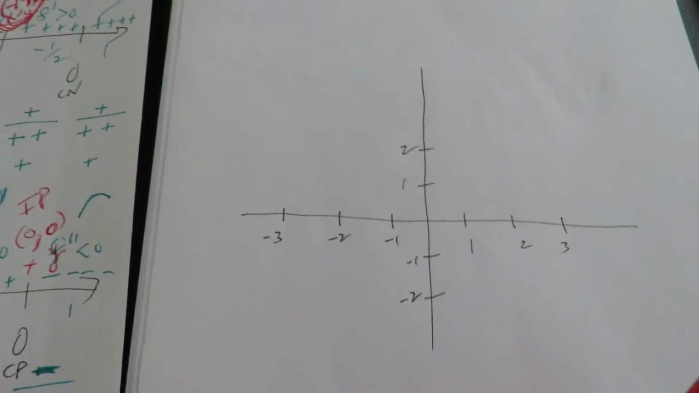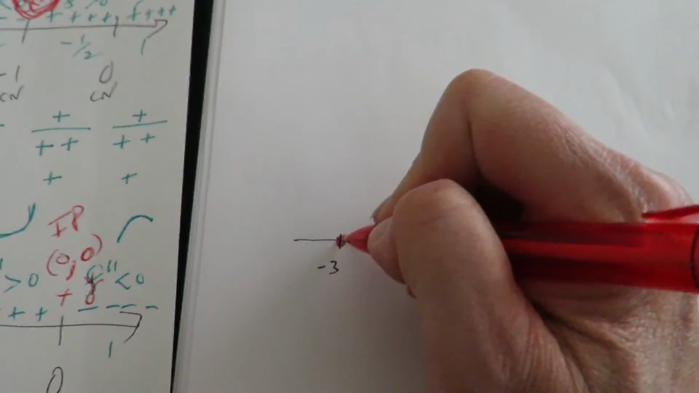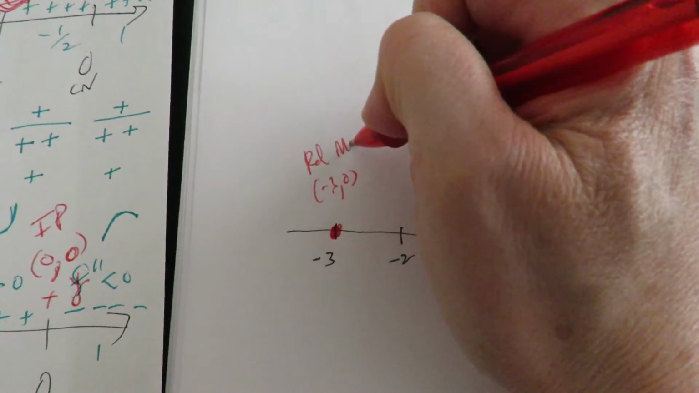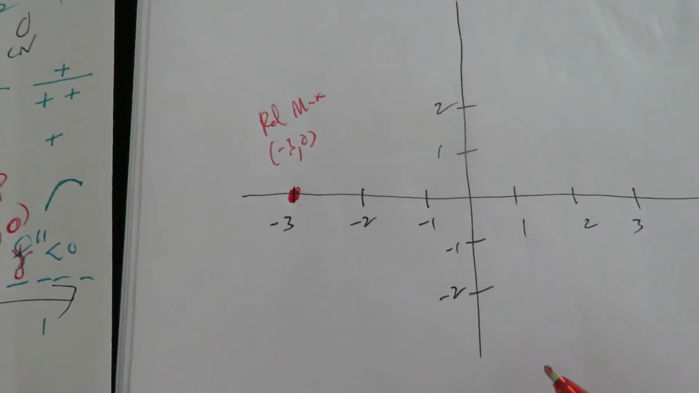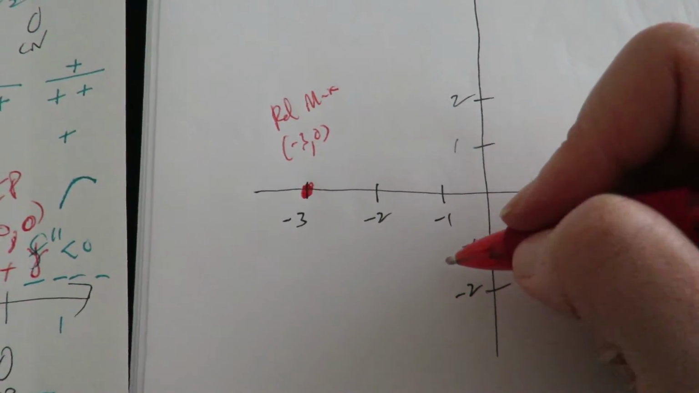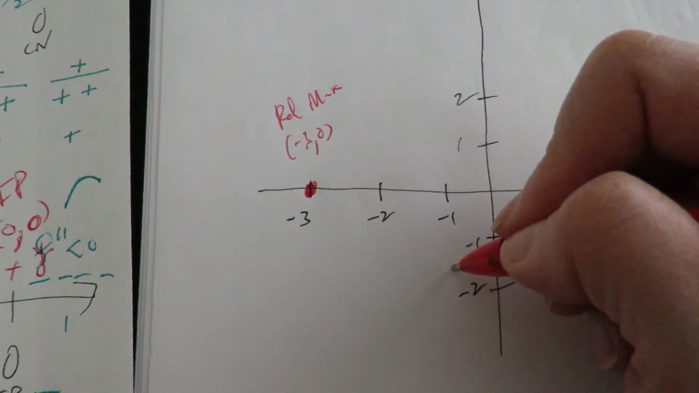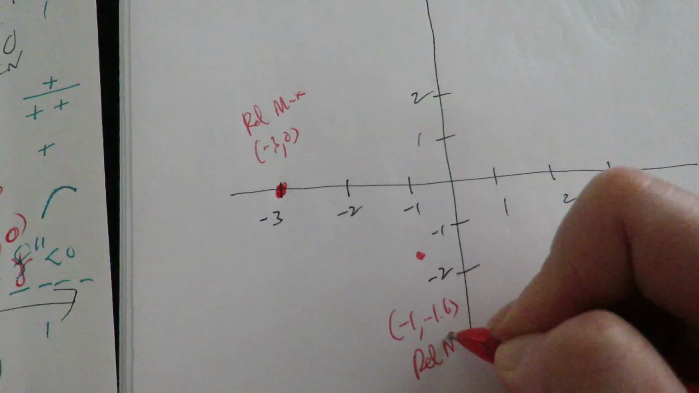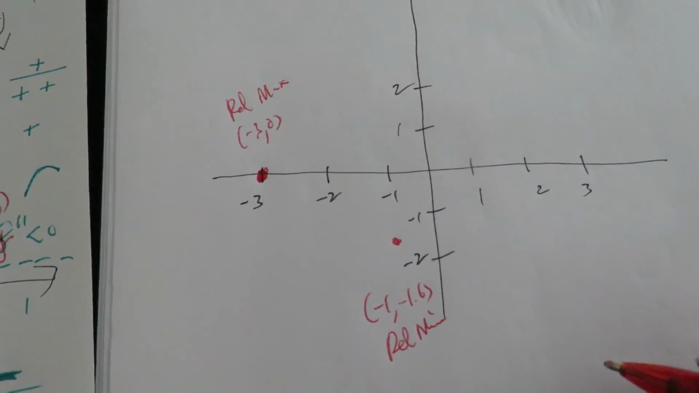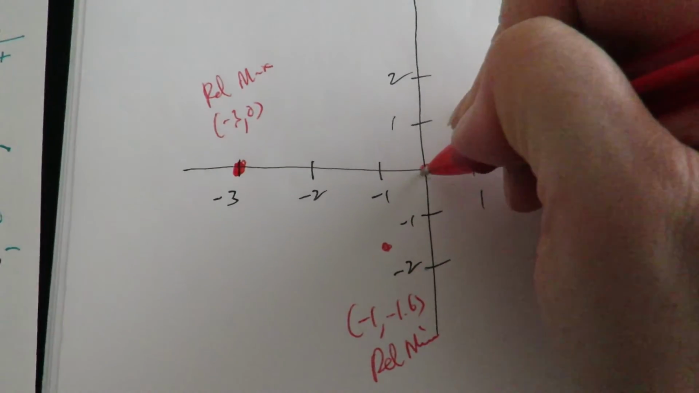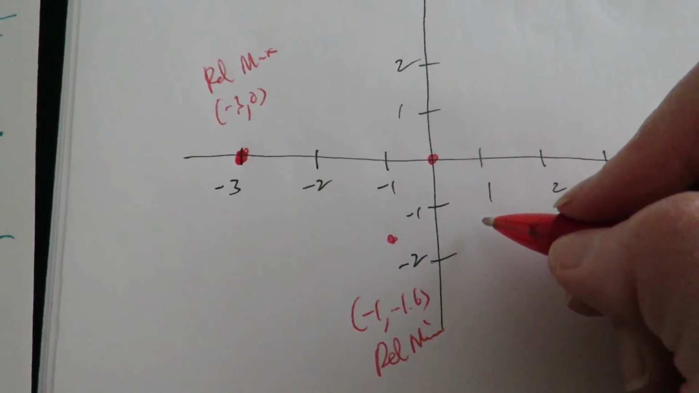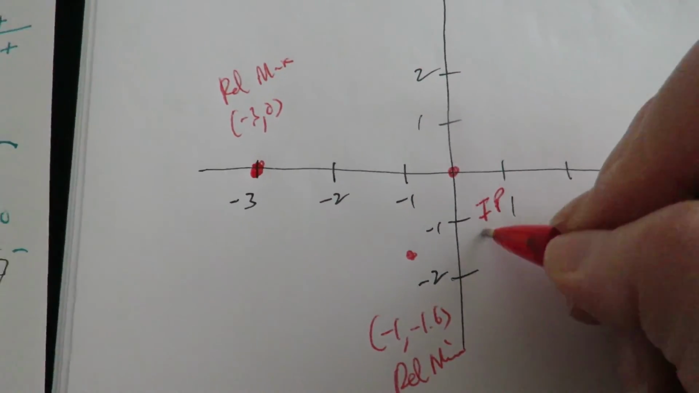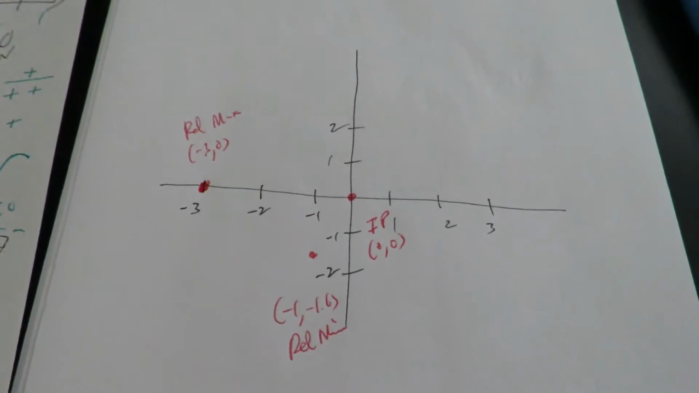Okay, let's see what this beauty looks like. I'm going to put down my values. -3, 0. This guy right here is a relative max. -1, -1.6. This is a relative min. 0, 0. That's an inflection point. All right, that's all my data points.